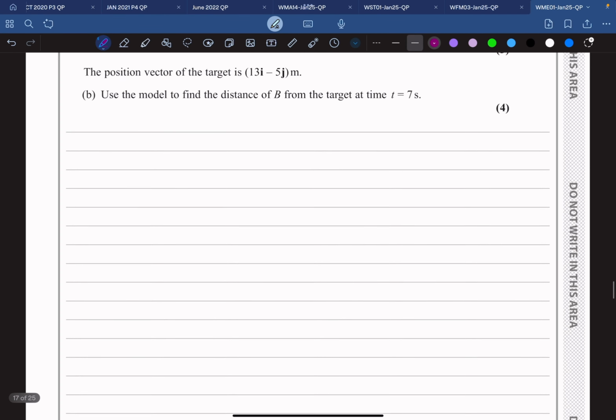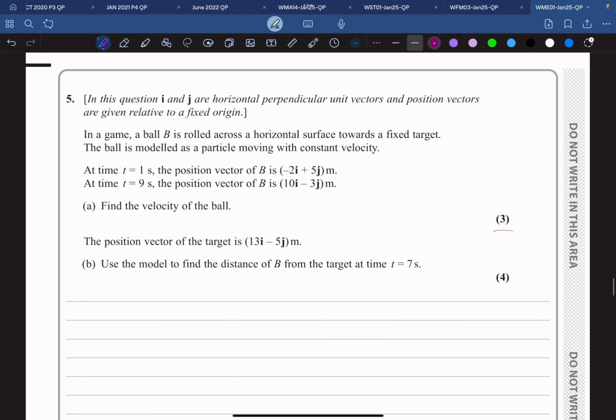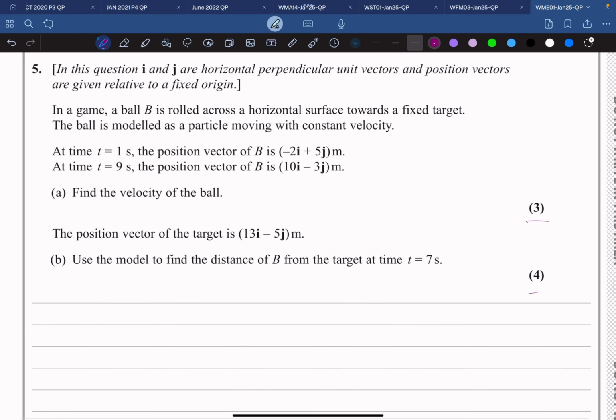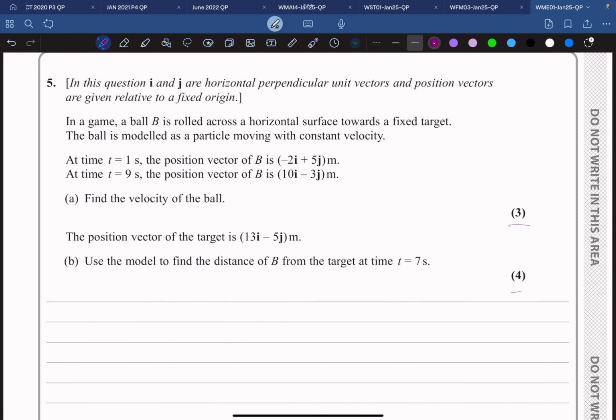Okay. Oh, here we go. Oh, it's just 3 and 4. Probably the easiest question in this paper. I don't know. Or at least from vectors.